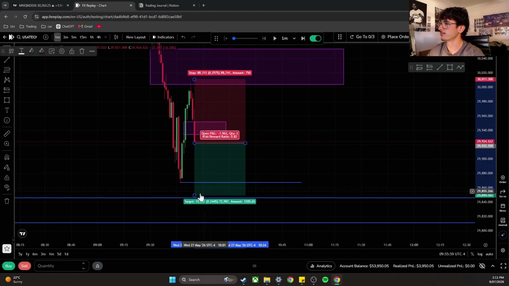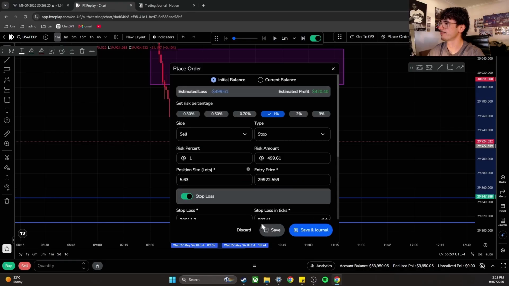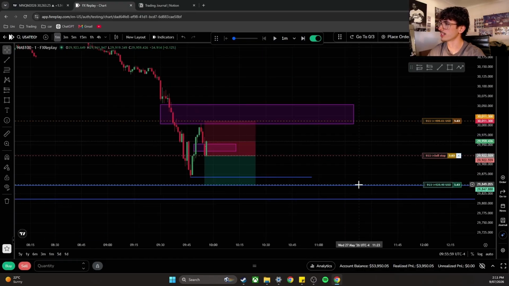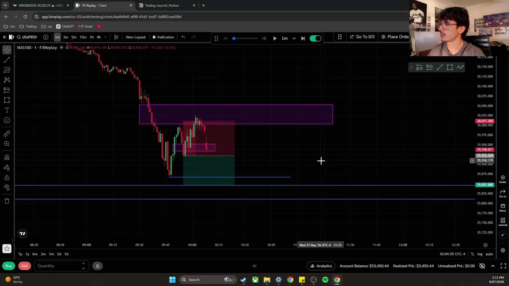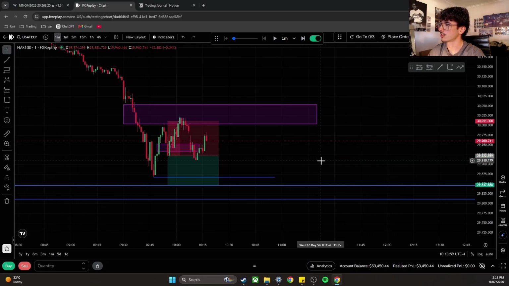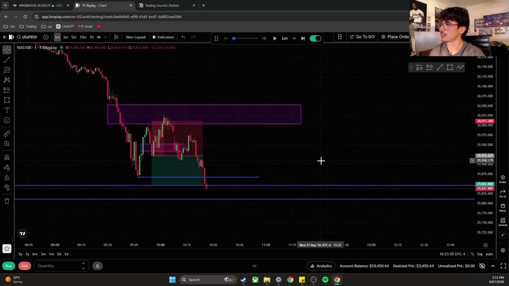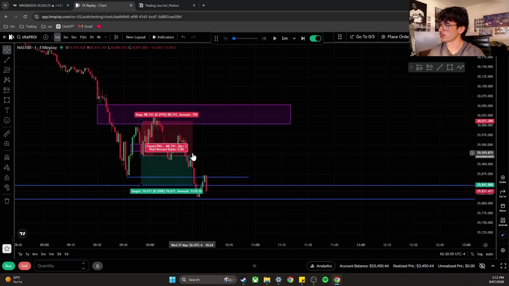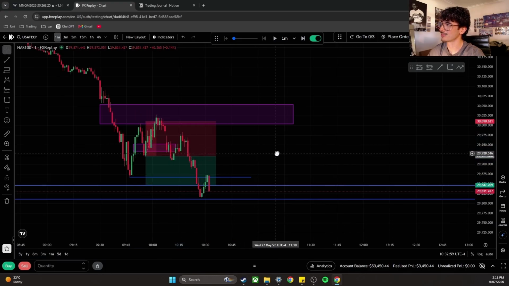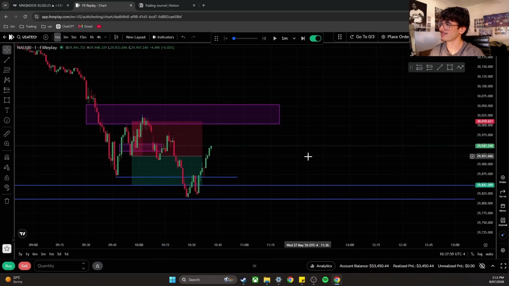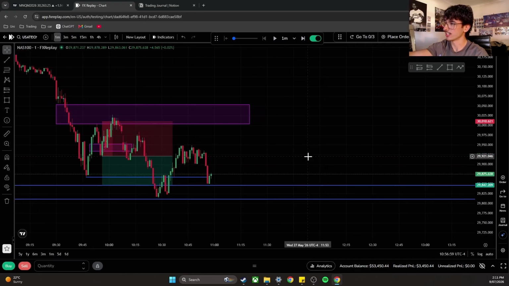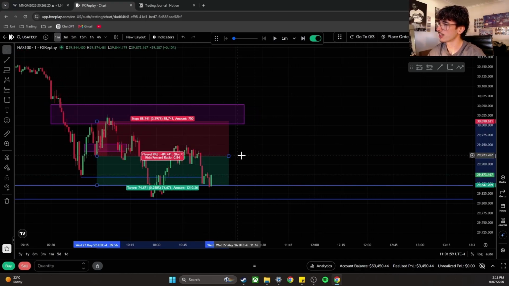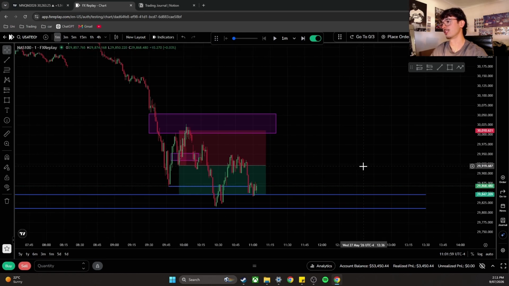So here, I took the trade. Stupid trade against the high time frame. Obviously got stopped out, and then what happens with price? Yeah, we went to my draws on liquidity, but look, this is a no trade condition. This condition here is no trading. If you have a day like this, just don't trade.